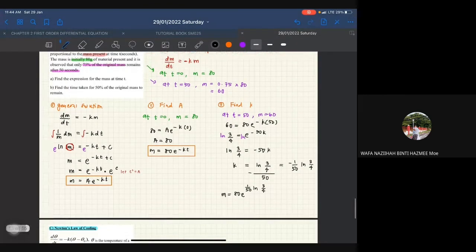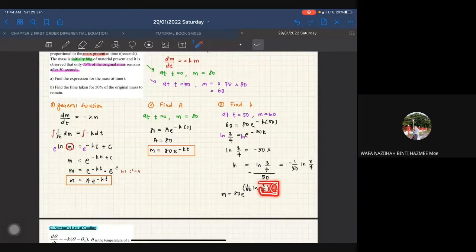Jangan lupa kita ada T. Okay, so awak letak bracket, you put a bracket over here and then multiply with T. Kalau tak, nanti awak confuse. Awak ingat T ni milik ln yang ni. Which is incorrect. Okay, so T ni dia mesti darab dengan everything. Bukan with 3 over 4 sahaja. Okay, so you need to put the bracket. Alright, so this is going to be our general, not general, it is particular solution already. Okay, this is particular solution.